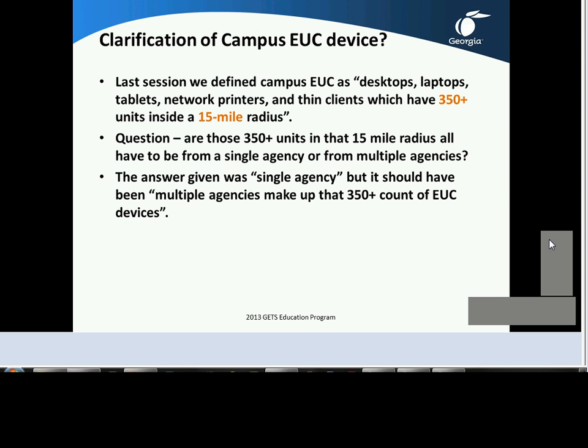But before we move ahead, we want to look at clarification on the Campus EUC device. In the last session, we stated that the 350 plus units within a 15-mile radius were attributed to one agency, and we could have answered that better. It's actually an enterprise measurement, so however many units over 350 for all agencies that are within a 15-mile radius is how we are defining Campus EUC device.